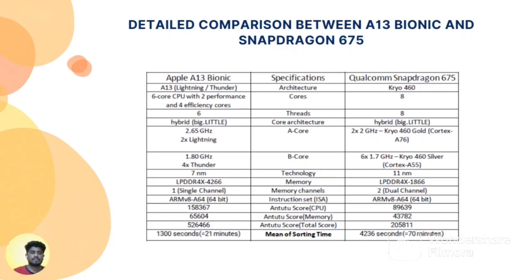So the mean average time taken for executing this bubble sorting of 99K numbers is 1300 seconds, and for the Snapdragon it is 4236 seconds, which is around 70 minutes.